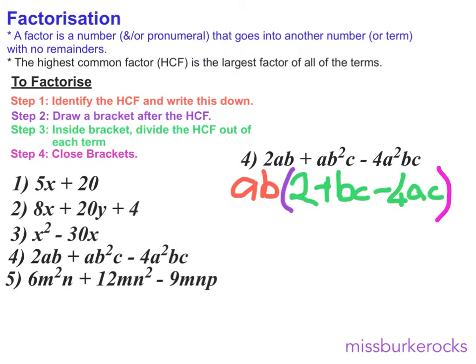Okay, and to multiply that back out, 2AB, add AB times BC gives me AB squared C, good, and then AB times negative 4AC gives me 4A squared BC.